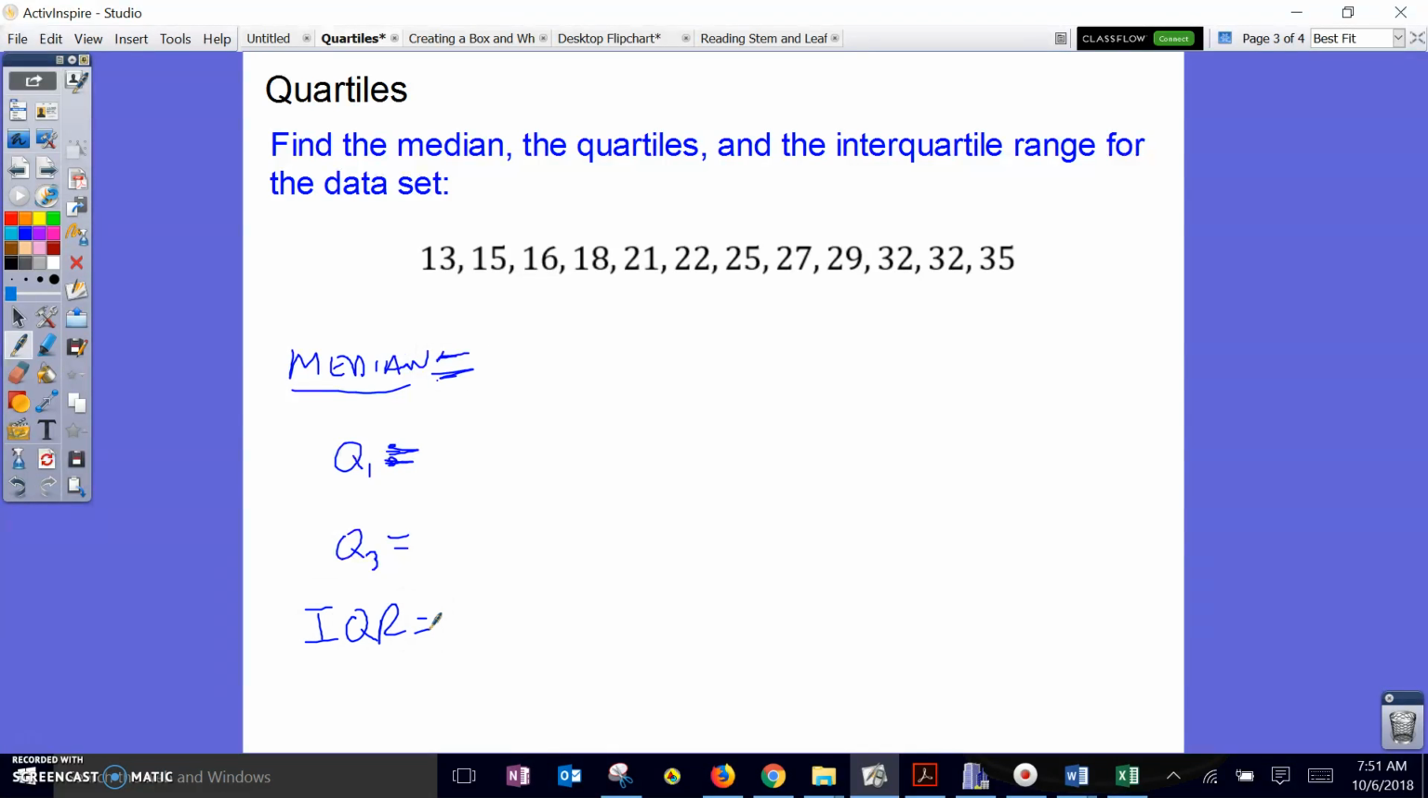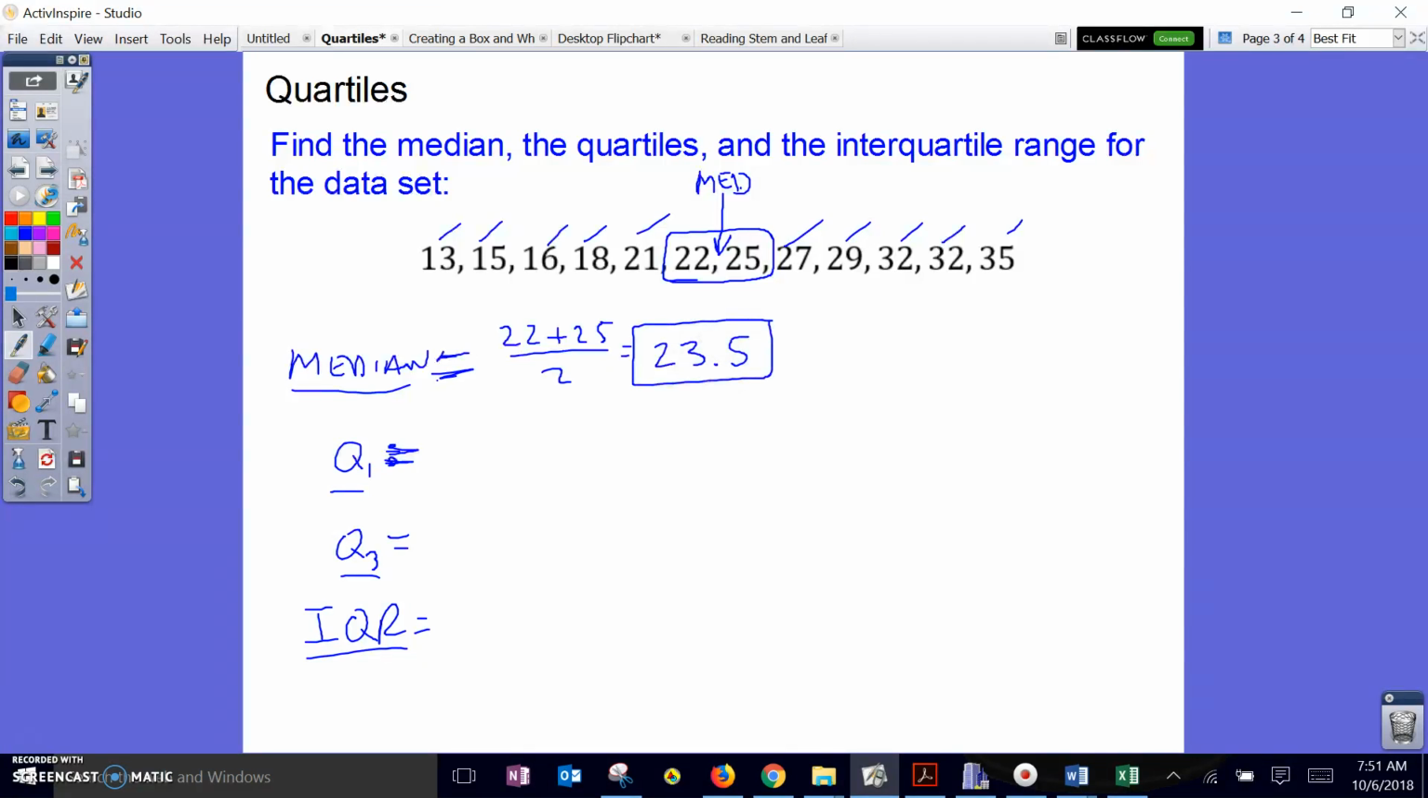Alright, so we count our way into the middle to find the median. And what happens here is we have two numbers that are splitting the middle, so the median is going to be in between them. And so in order to find the median, I'm going to take the average of those two, and the median is going to be 23.5.